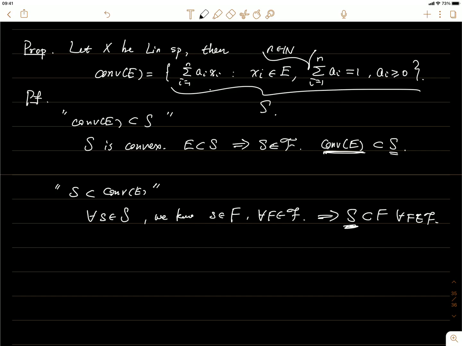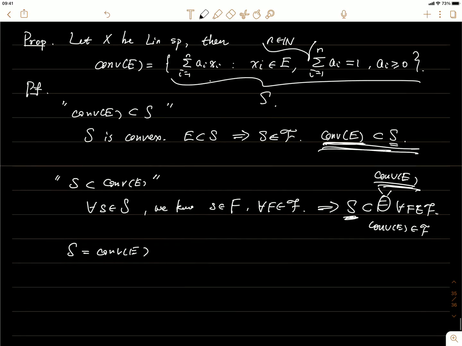And this tells us that S is actually the smallest convex set, which just means the convex hull is also in F. So if I replace this by the convex hull of E, then I will have S contained in the convex hull of E. And previously we showed the convex hull of E is also in S. So combining these two tells us that S is equal to the convex hull of E. Okay, so this is the way to characterize what the convex hull of E looks like.